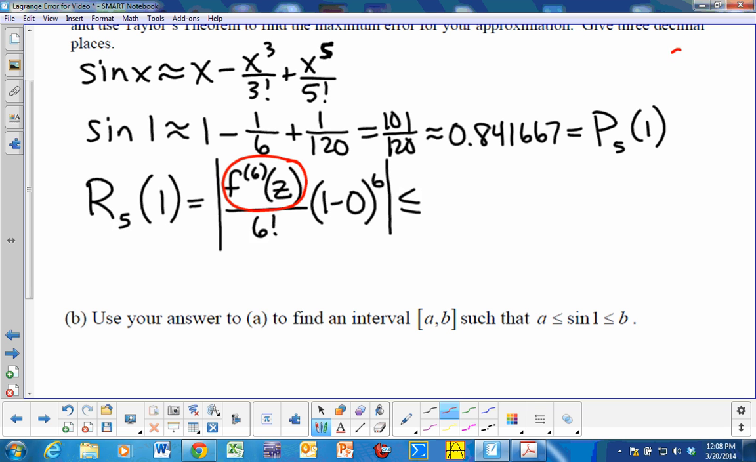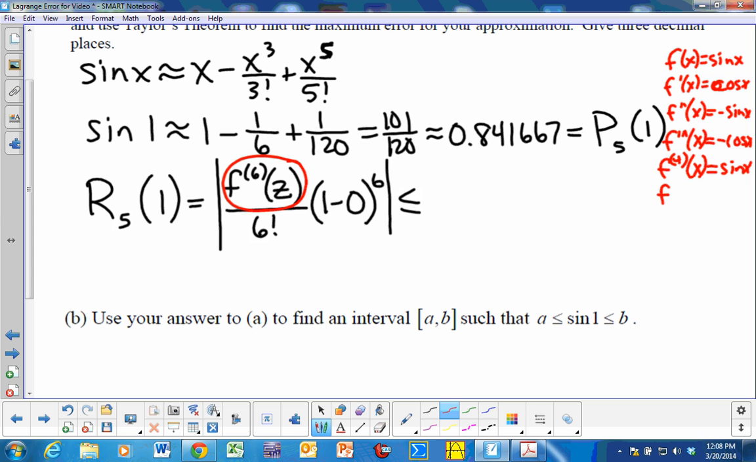Okay, so over here to the side, let's just write kind of small. f of x is sine. f prime is cosine. f double prime would be minus sine. f triple prime would be minus cosine. f fourth prime would be sine again. So now we're back to that. The 5th derivative then would be cosine. The 6th derivative would be minus sine. And the reason I needed that is I needed to know the 6th derivative, because I need a bound on that. So the 6th derivative is equal to minus sine of x.